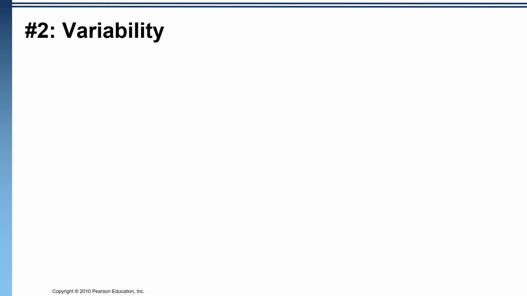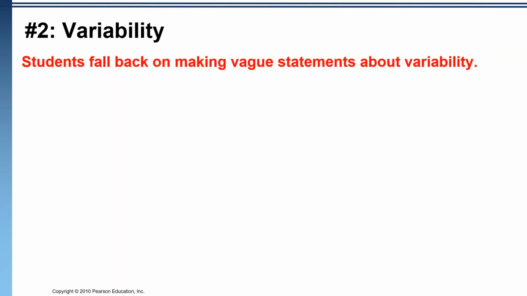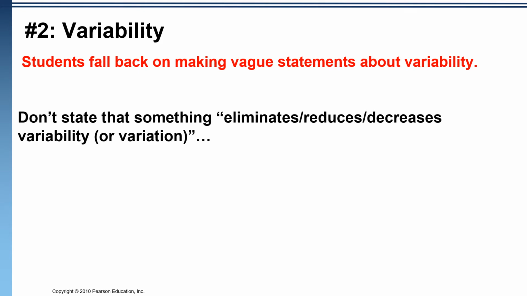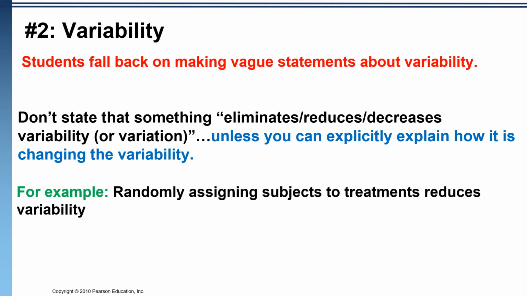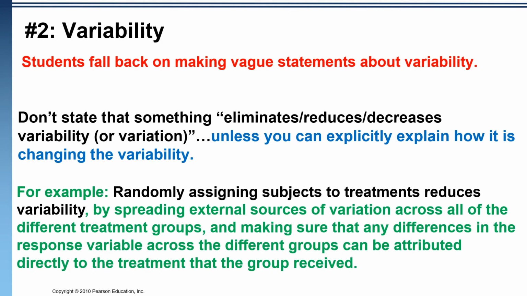Number 2, variability. Students fall back on making vague statements about variability. Don't say something eliminates or reduces or decreases variability or variation unless you can explicitly explain how it is changing the variability, such as randomly assigning subjects to treatments reduces variability. By spreading external sources of variation across all of the different treatment groups and making sure that any differences in the response variable across those groups can be attributed directly to the treatment.